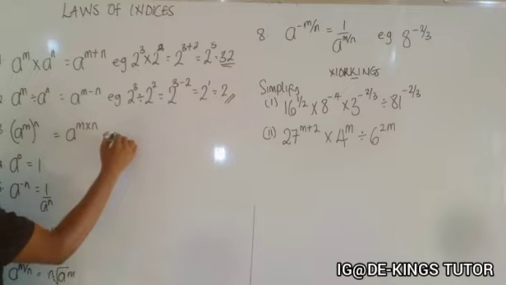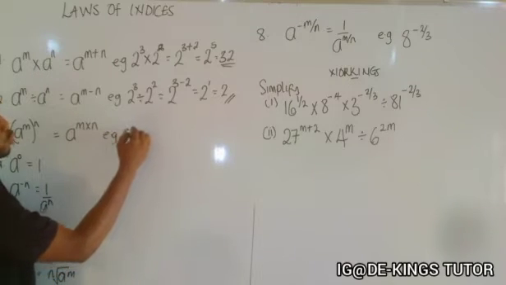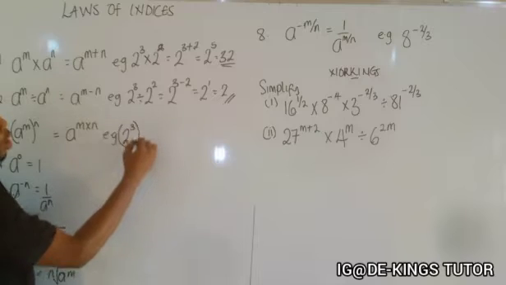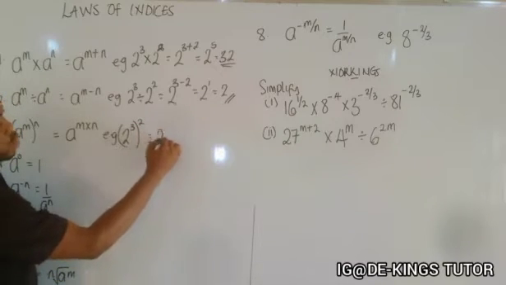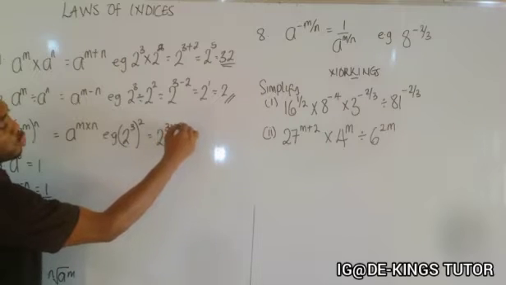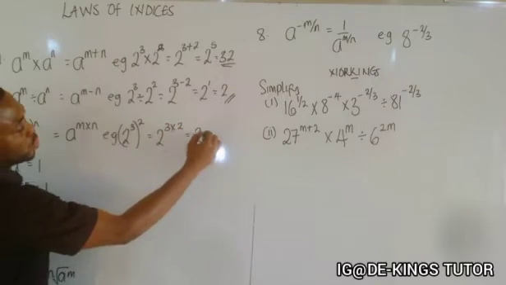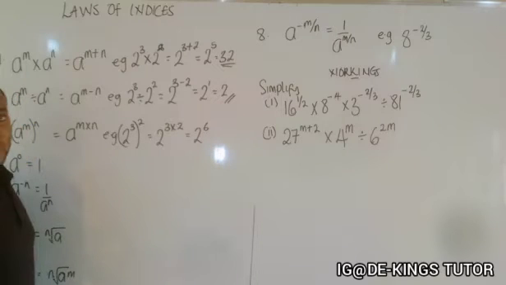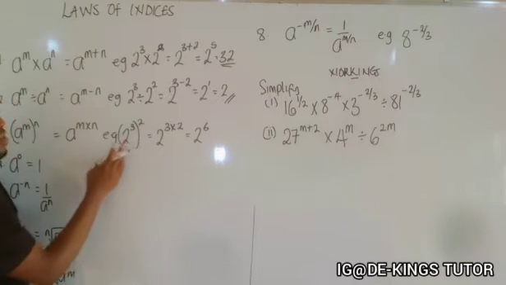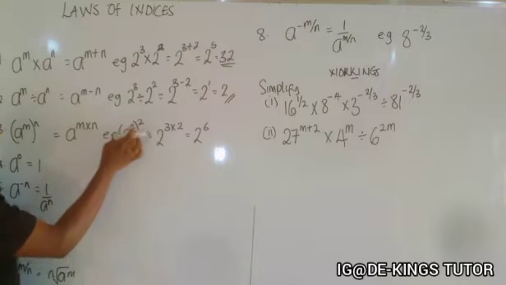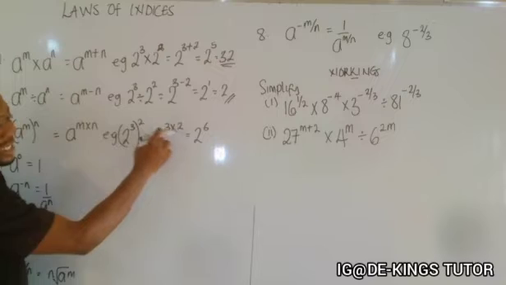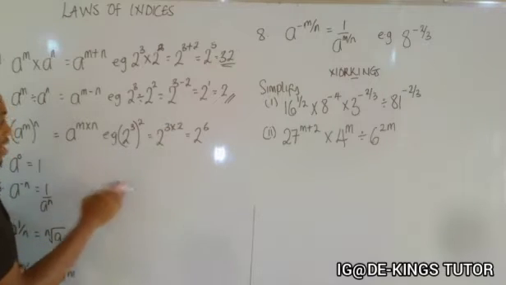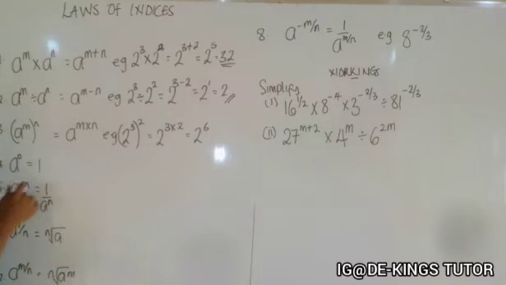For example, if we have (2^3)^2, this can be written as 2^(3×2), which is 2 raised to the power of what? 6. So whenever we have a power that has a bracket to another power, it can also be written as a multiplication of the powers. That's another law.